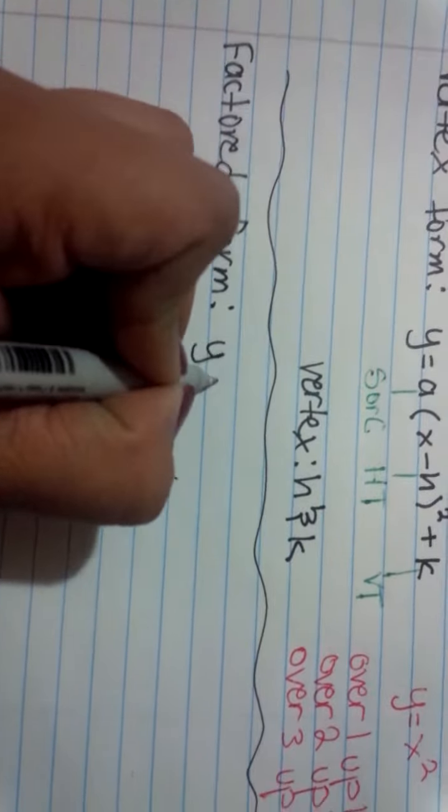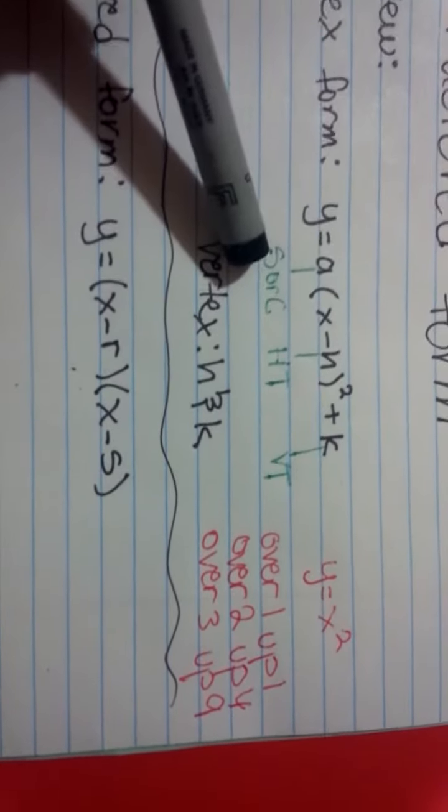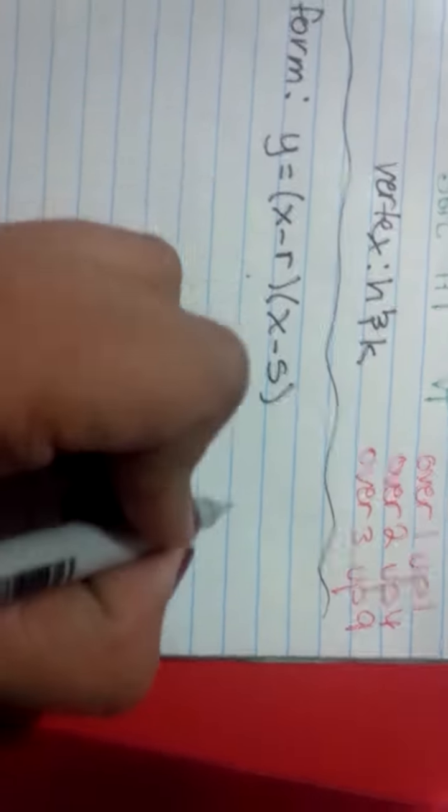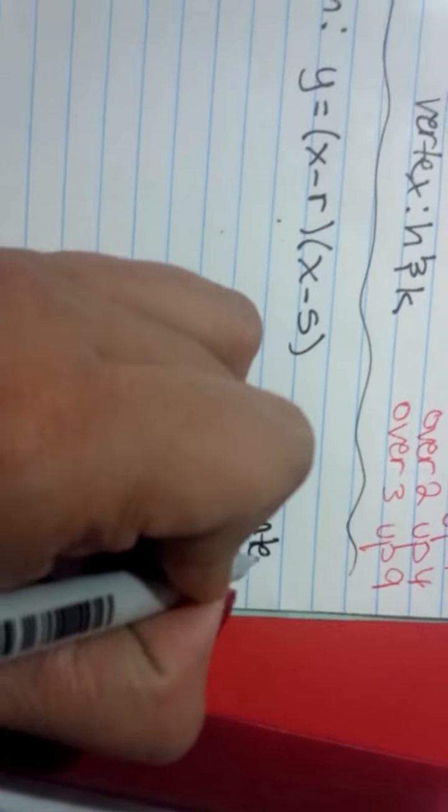Now, as you can see, in the vertex form equation the vertex is given, the stretch or compression is given, and we graph it by using the step pattern. But for this one, we are given r and s, and r and s basically are x-intercepts. So these are the 2 points that cross the x-axis when graphed. So let's do an example to further explain what the factored form is.